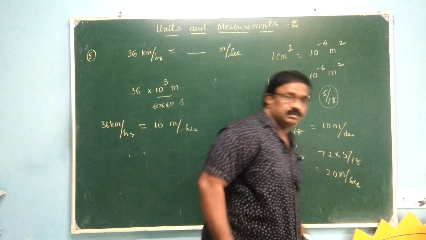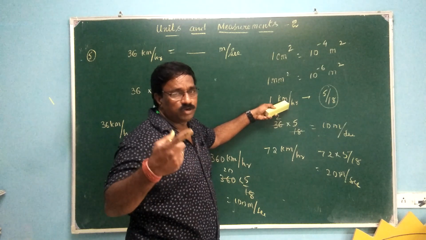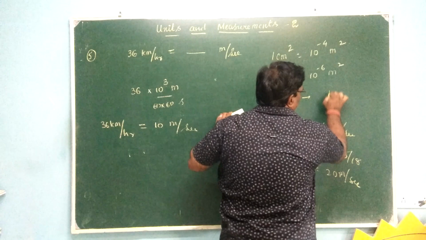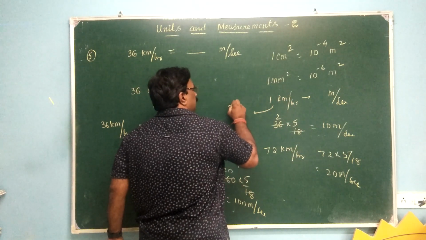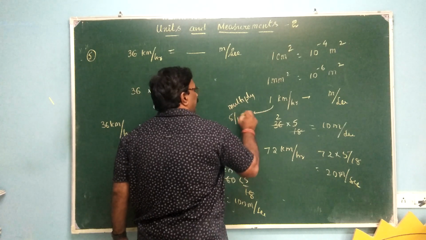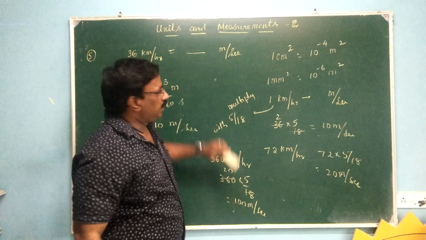Understood this one? How to convert kilometer per hour to meter per second? If you want to convert kilometer per hour to meter per second, with what do you have to multiply? Multiply this with 5 by 18. So remember this.